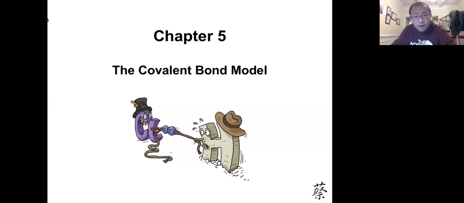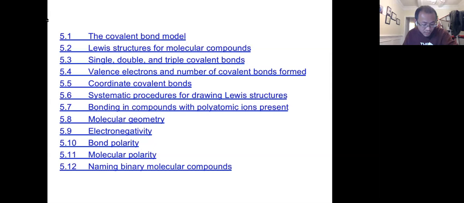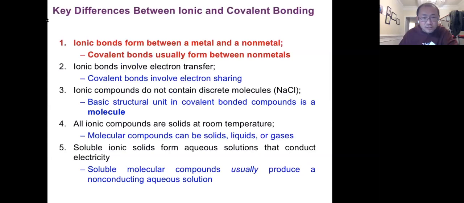So today we're going to start chapter 5, another type of bonding model called the covalent bond model. This is the chapter guideline, and we're going to cover every topic in this chapter. It's a longer chapter than chapter 4. Before we start, let's take this as a review of chapter 4, and as a brief introduction of chapter 5, comparing these two types of bonding.